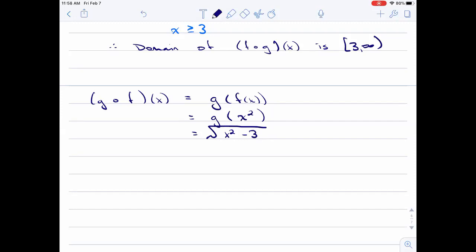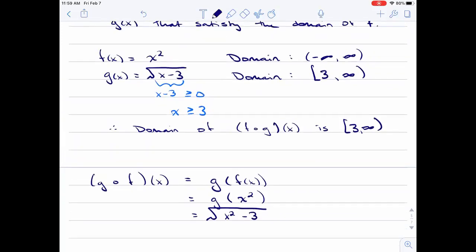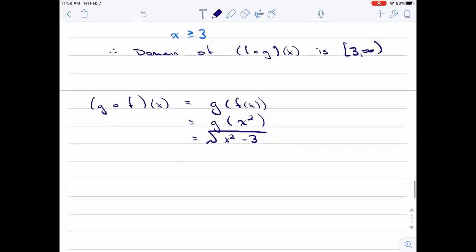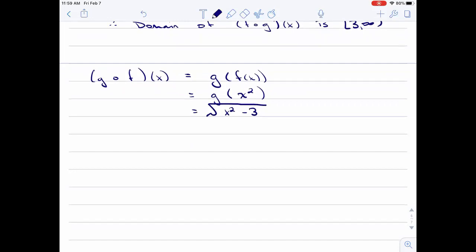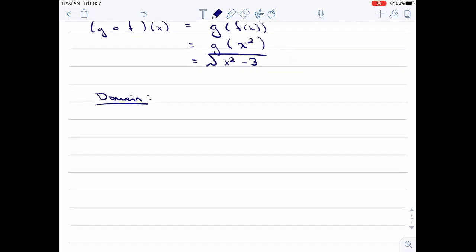Now to find the domain, right? We've got f, which can take any real numbers, right? But g has to have x minus 3 greater than 0, right? And the x that we're plugging in is x squared minus 3. What I find is I have to break it up, right? So here's our domain work. The domain of f is from negative infinity to infinity. That's fine. Okay.